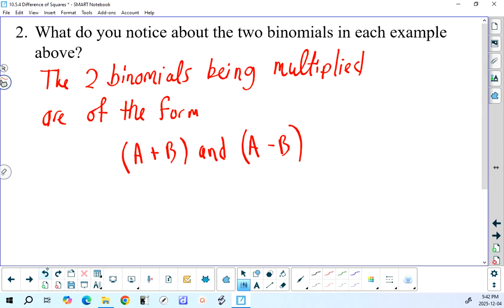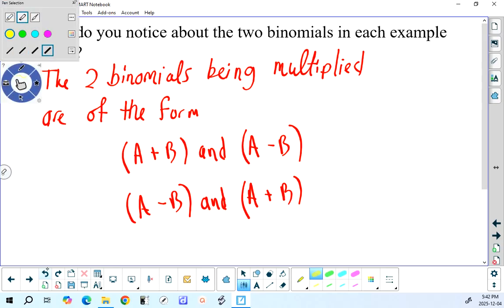And it doesn't matter if we call them A minus B and A plus B. In other words, it doesn't matter which comes first. These things are very special binomials in relation to each other. This and this are called conjugates of each other. They're actually called binomial conjugates, but for today I'm just going to call them conjugates.